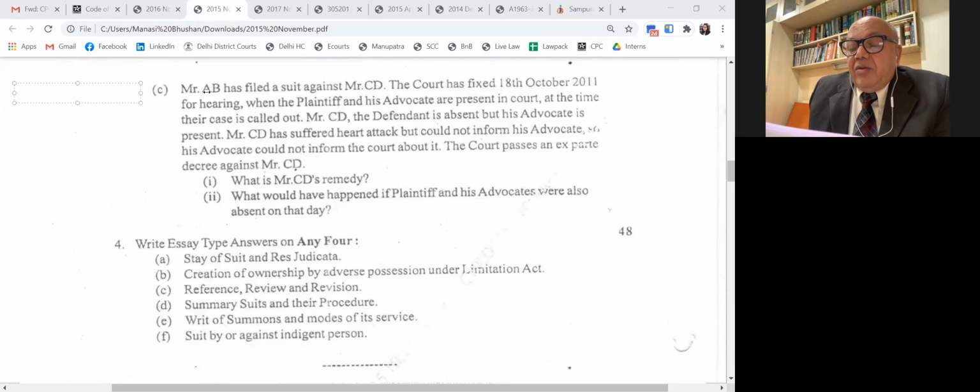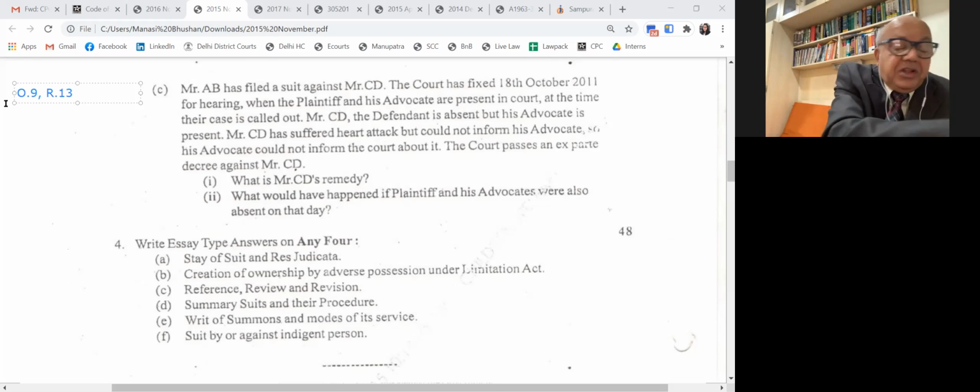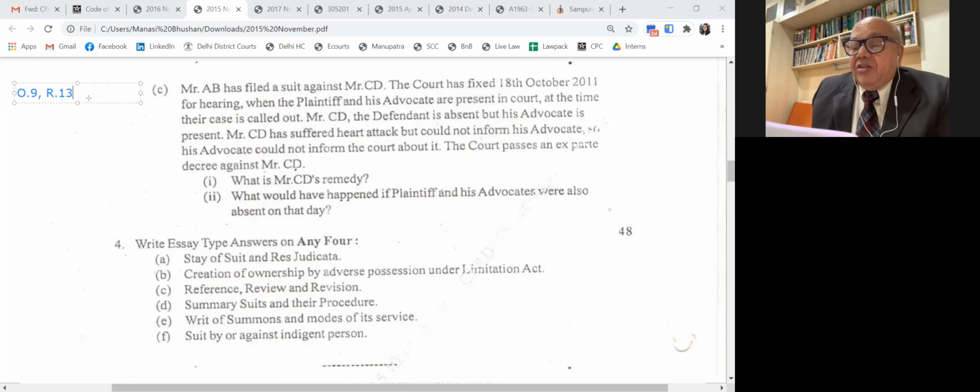What is the remedy of Mr. C? The remedy is under Order 9, Rule 13, to make an application for setting aside the ex parte decree within 30 days. You know that limitation is under Article 123, isn't it?